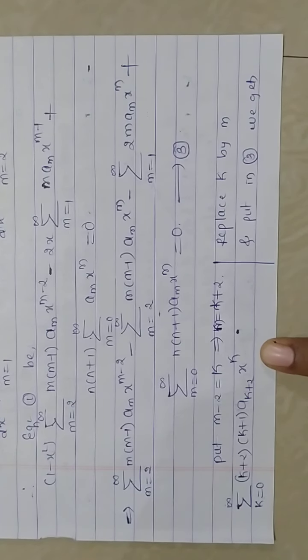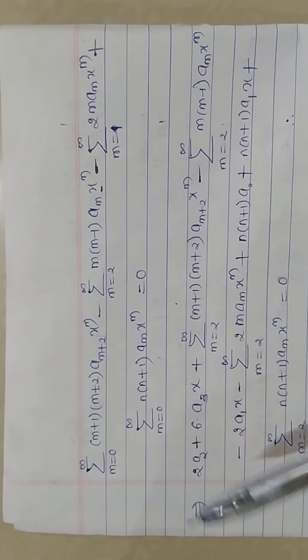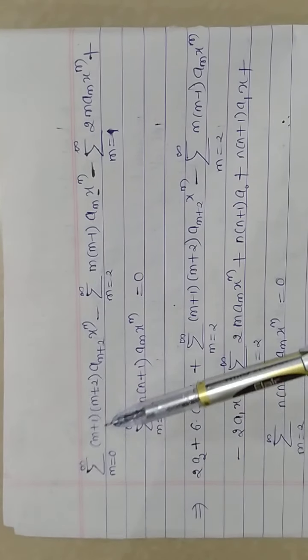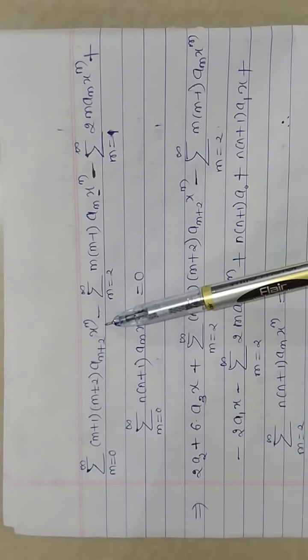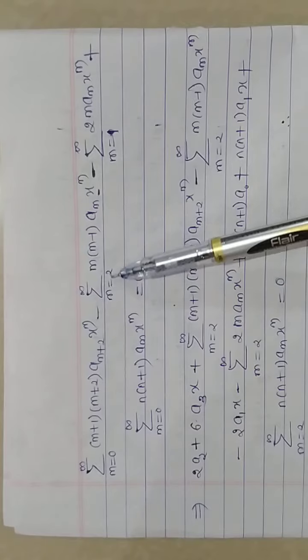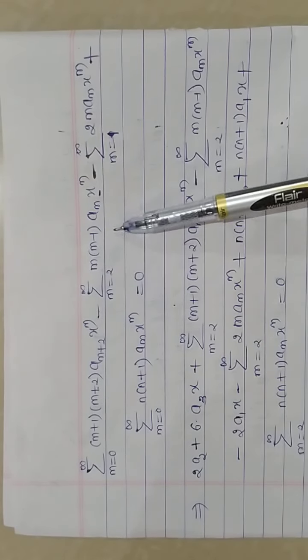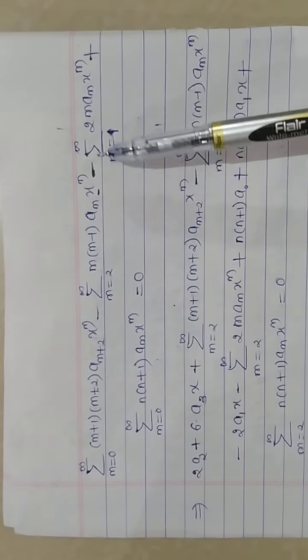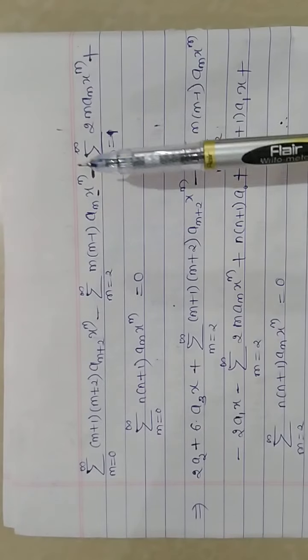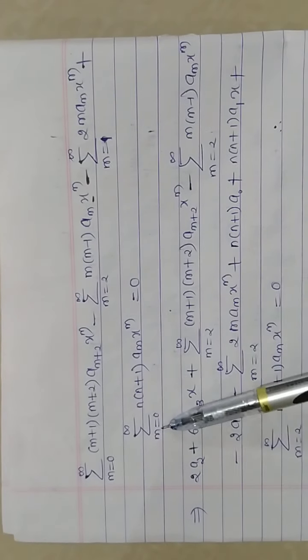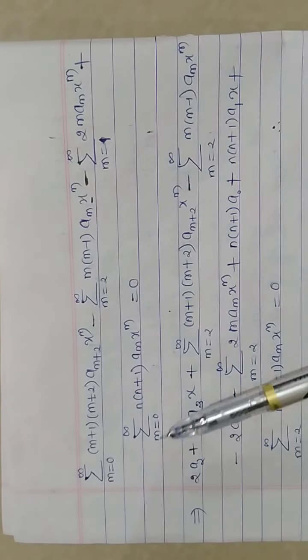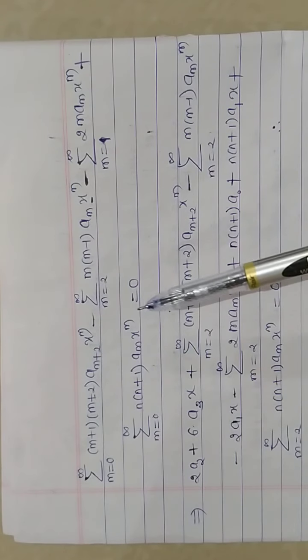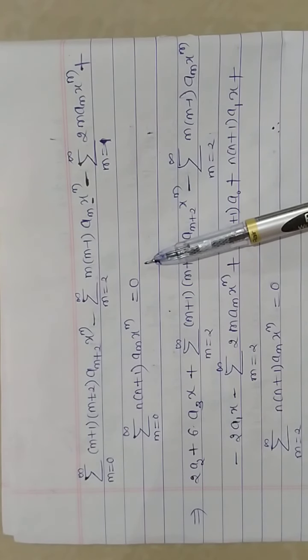Then my equation number 3 becomes summation m equals 0 to infinity (m plus 1)(m plus 2) a_(m plus 2) x raised to m, minus summation m equals 2 to infinity m(m minus 1) a_m x raised to m, minus summation m equals 1 to infinity 2m a_m x raised to m, plus summation m equals 0 to infinity n(n plus 1) a_m x raised to m, is equal to 0.